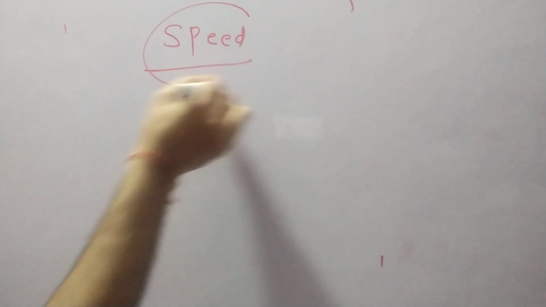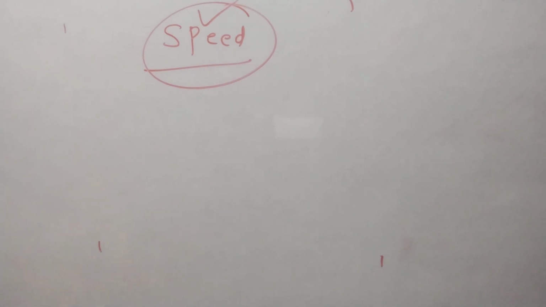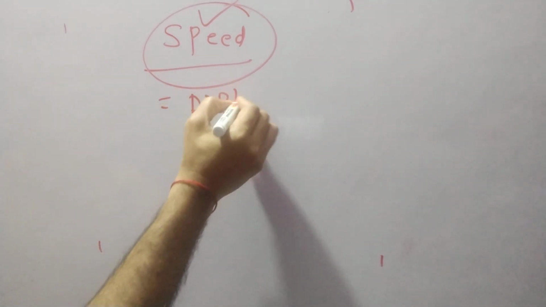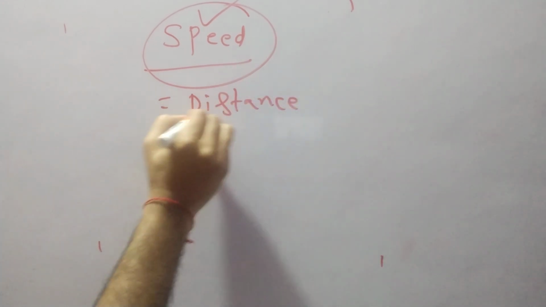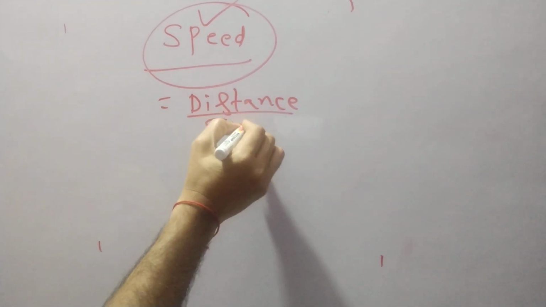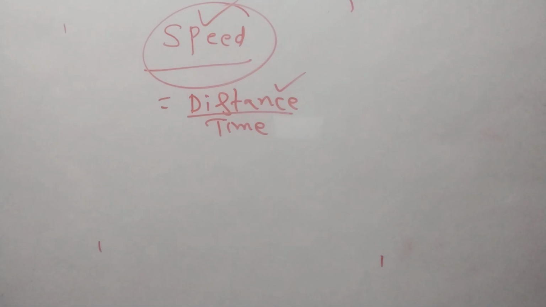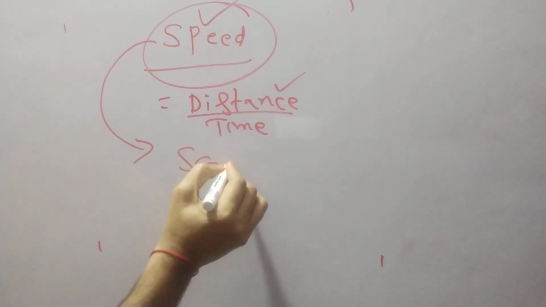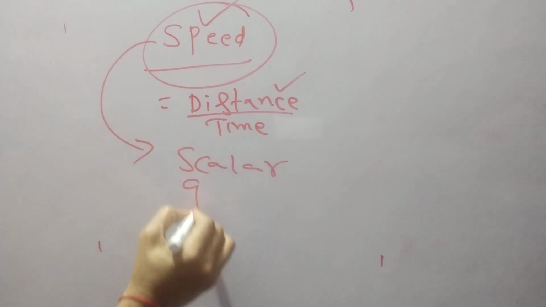Now, the topic is speed. The standard formula is speed equals distance by time. Everyone knows this; right from school level, maybe in 10th class, you studied this. Distance by time is speed, right? Now, this speed comes under scalar quantity. Speed comes under scalar quantity.